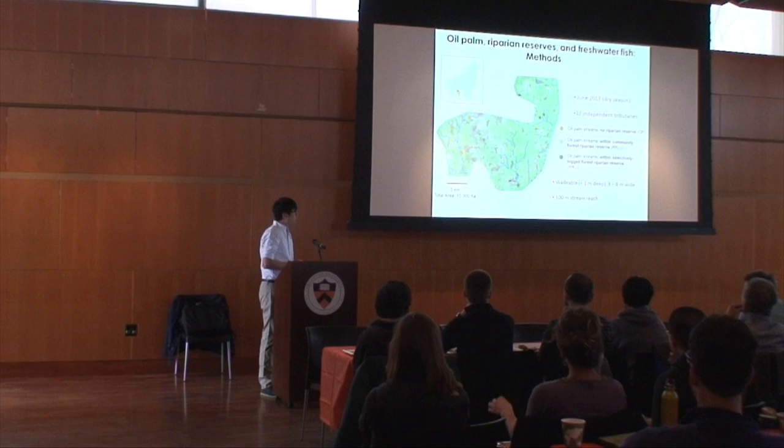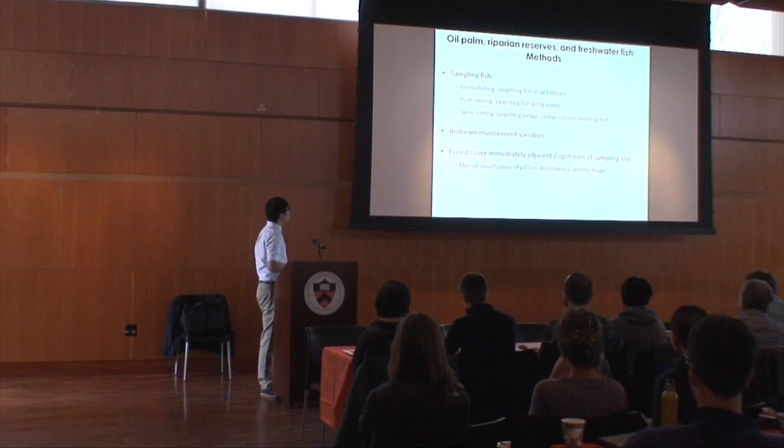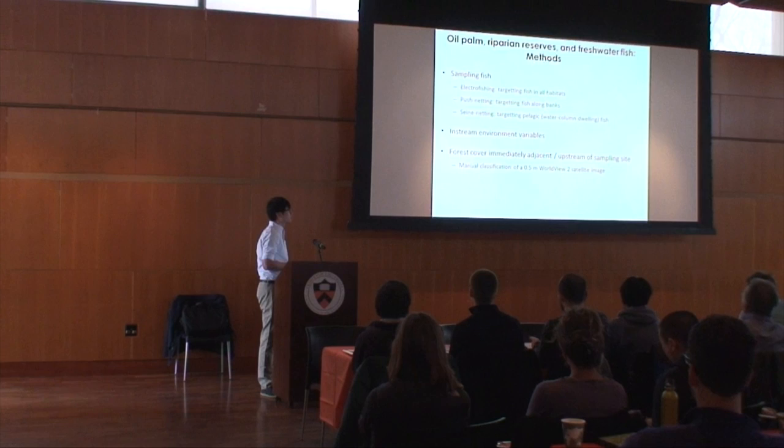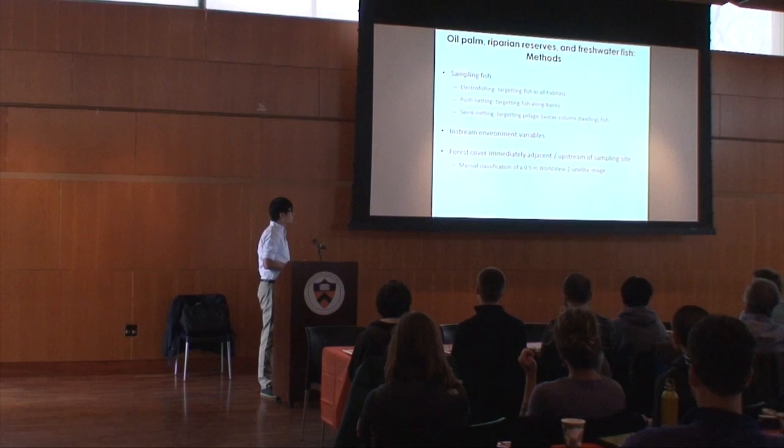So streams are all wadeable, they are under 1 meter deep, they are all small second and third order streams, and I sampled a total of 100 meters for each stream. I sampled fish using three methods: electrofishing, push netting, and seine netting, and this would ensure that I get a comprehensive fish community, because these three methods allow me to target different habitats and make sure that I don't miss any fish in any habitat. I recorded in-stream environmental variables, and I also characterized forest cover immediately adjacent and upstream of the sampling site.